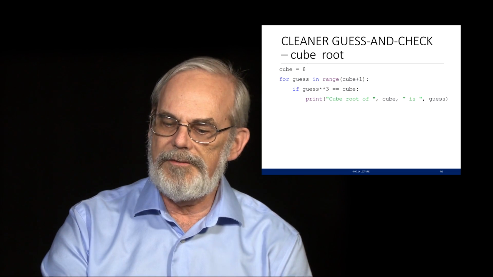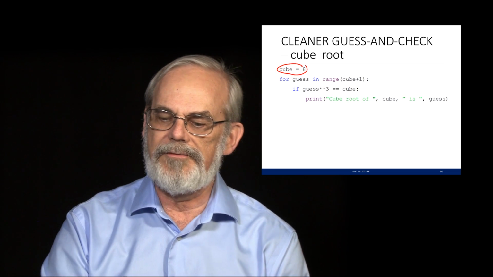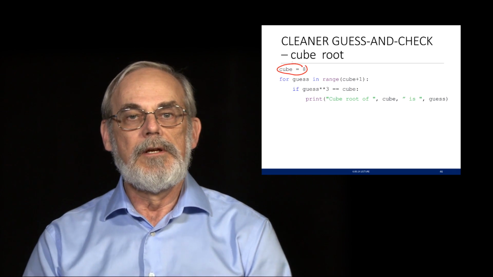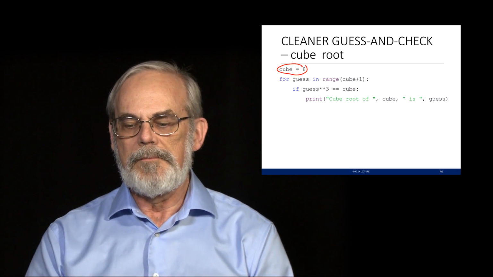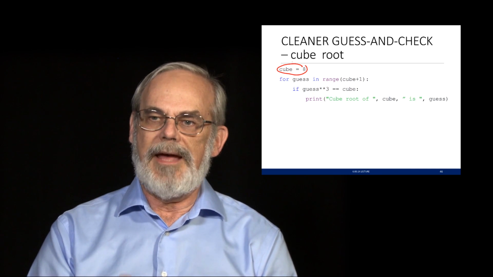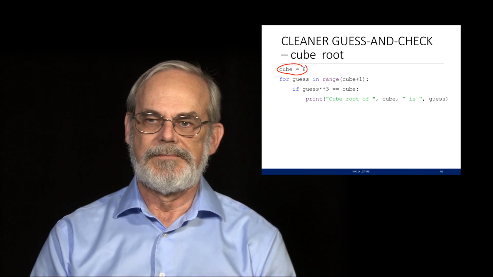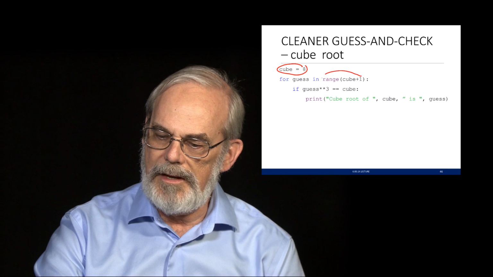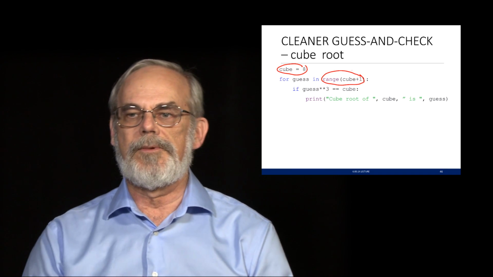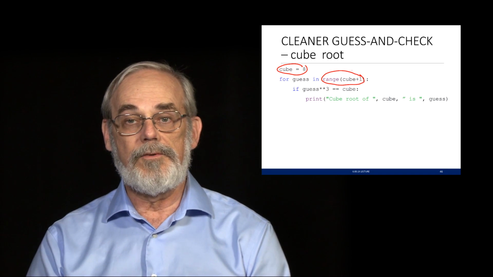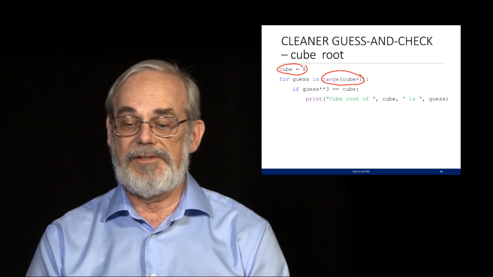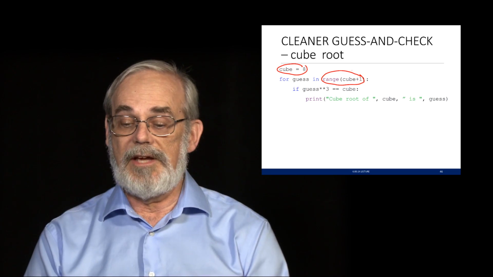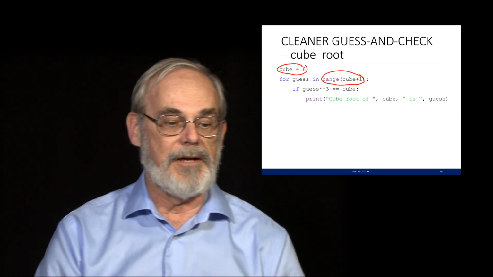I could set up a value for cube. I could have read it in, but I could set up a value for the thing I'm trying to find the cube root of, and then just run a for loop, because I know that the cube root has to be less than cube itself, at least for positive integers, things greater than 1. So I can simply use range to generate all possible things I want to use as a guess, and then run a for loop, where I'll simply say, again, check to see is guess cubed equal to cube. If it is, I'm done.